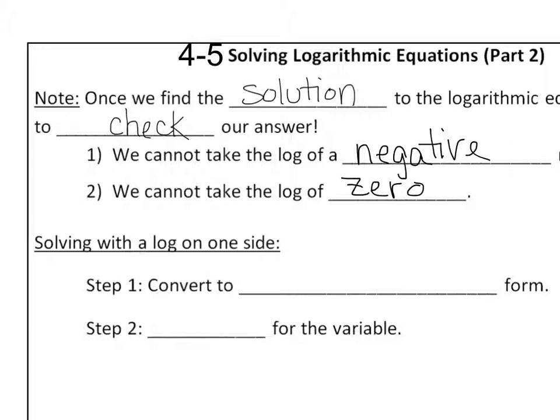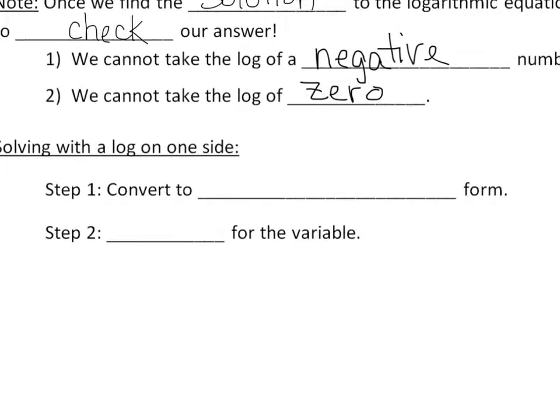Now there are two kinds of problems we're going to run into. The first is when we're going to solve with a log on just one side of the equation. And when that happens, we're going to turn it into exponential form. And then solve for the variable. So logs and exponential forms are kind of like inverses of each other. So if it starts off as exponential, like yesterday, we insert logs. If it starts off with logs, then we convert it to exponential form.